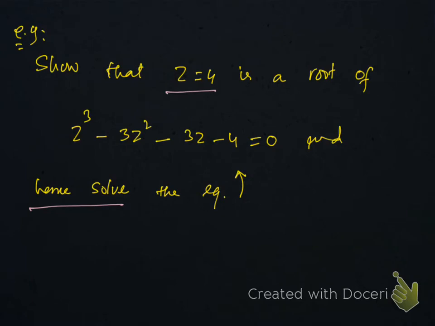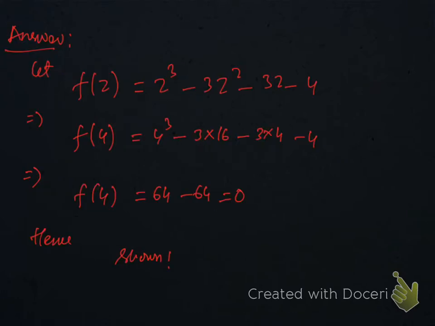Question number 1. Show that z is equal to 4 is a root of this polynomial equation and hence solve the equation. We have to do two things. Number one, we have to prove that this is the root of this equation, and then we have to solve this equation. Proving the root is very simple. We just need to substitute 4 into the equation, and we have 64 minus 64, so 0, hence shown z is equal to 4 is the root of the equation.